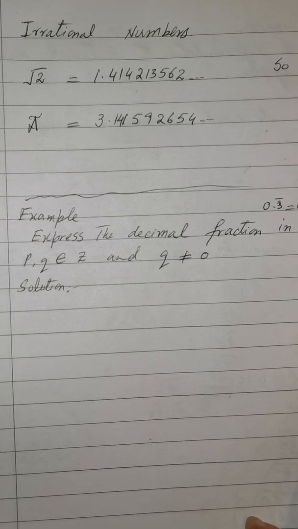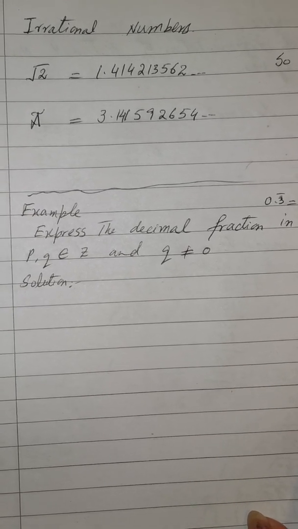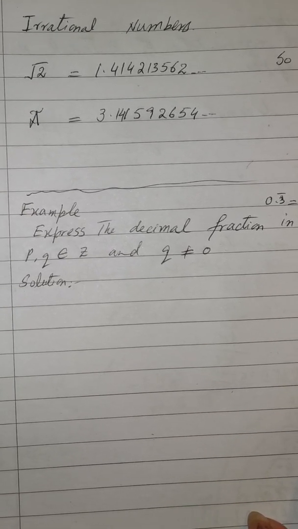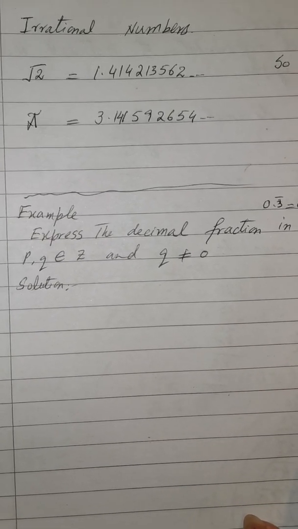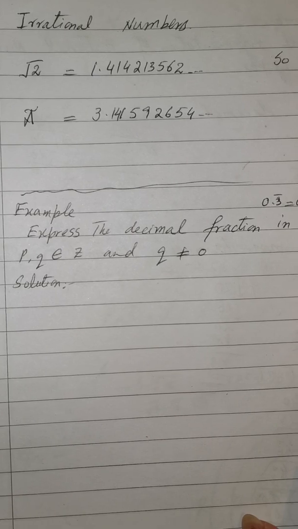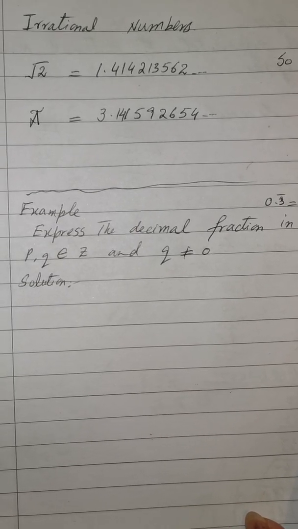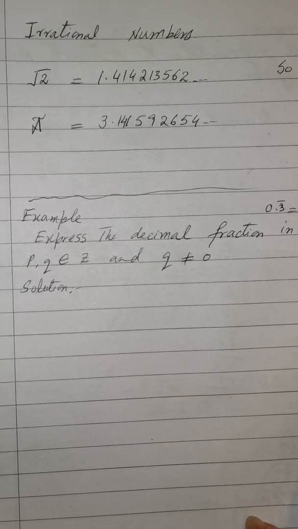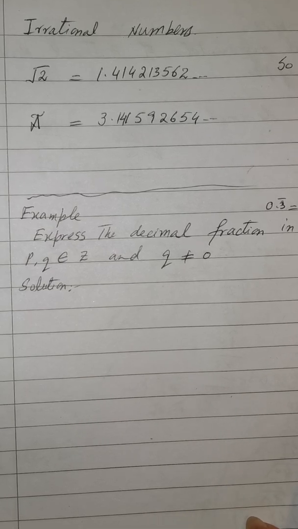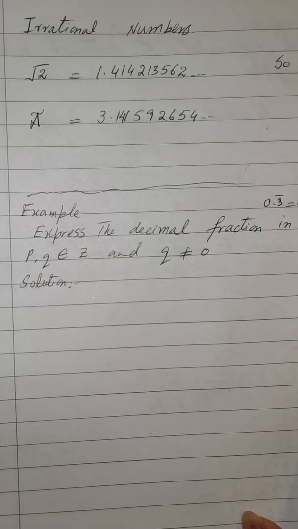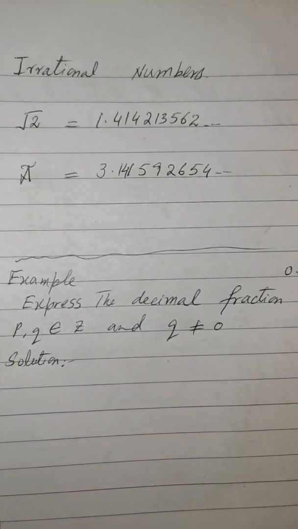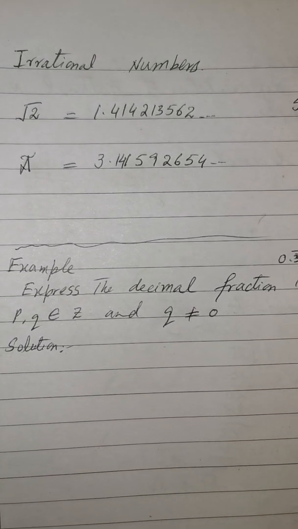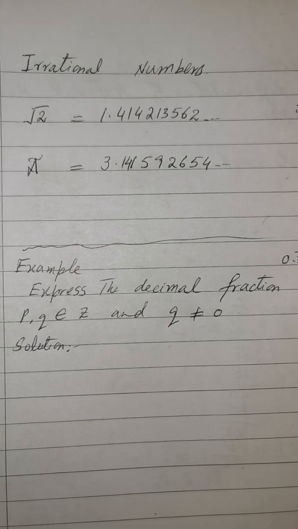The numbers whose decimal fraction is neither a terminating decimal fraction nor a non-terminating recurring decimal fraction, those types of numbers are called irrational numbers. Examples are in front of you. The answer of square root of 2 is like that, and pi, we know about this figure.